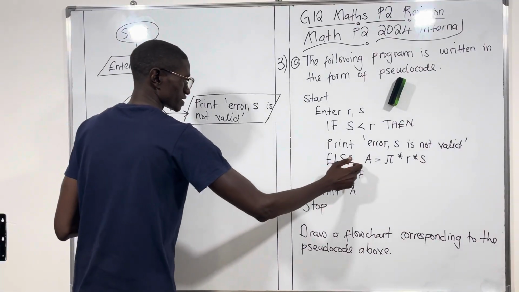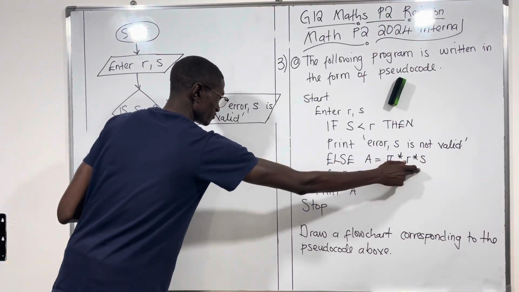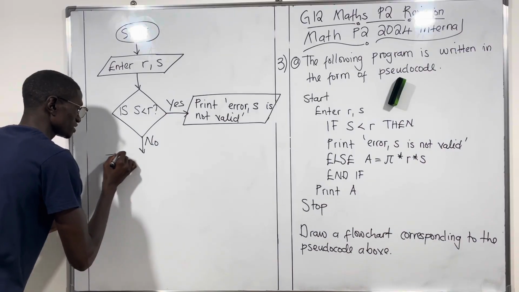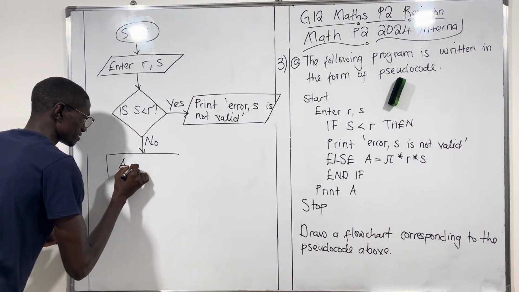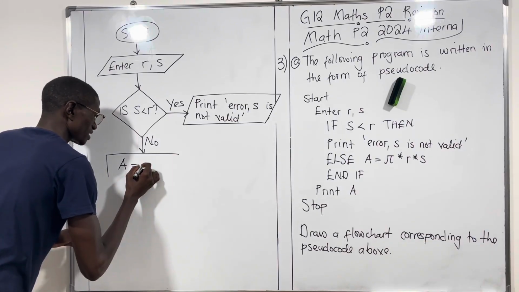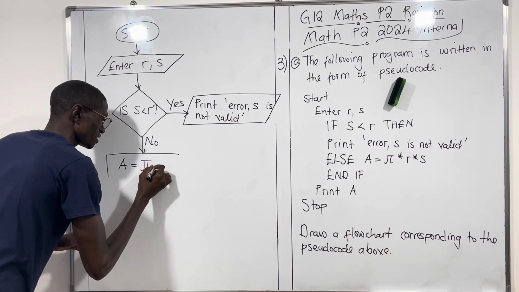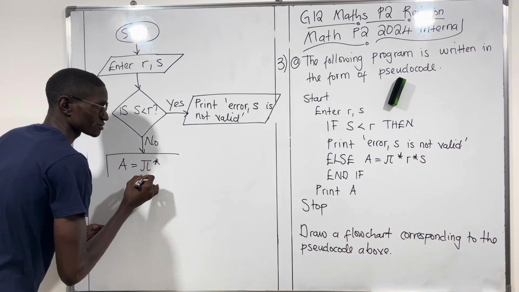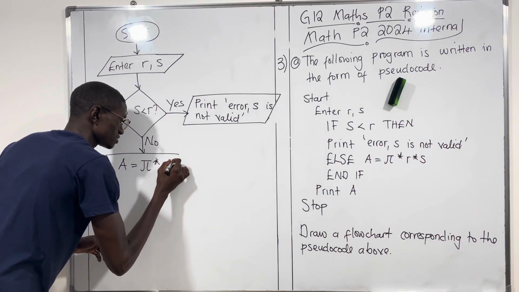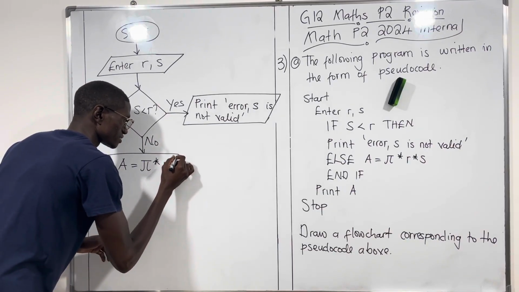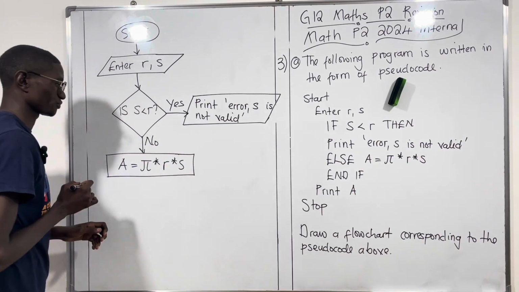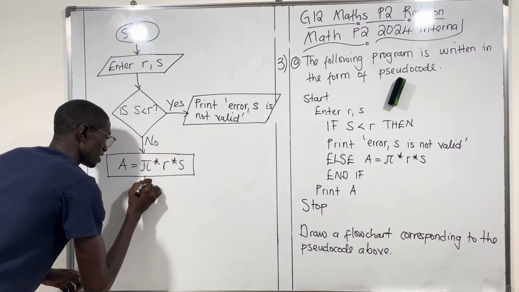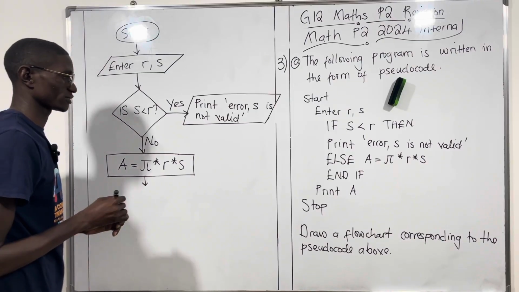It says else A is equal to that one. So we have a formula there. So meaning here, we're going to put a formula. So there's no need for you to write the word else, you simply plug in the formula. That is pi times S. Remember, asterisk means multiplication. So this is your formula. It's supposed to be in a rectangle. Okay. Then you put an arrow down there.